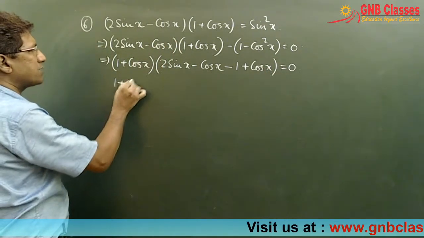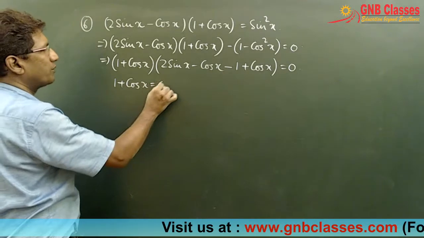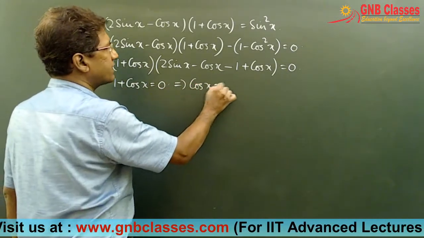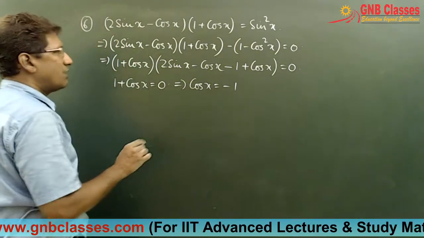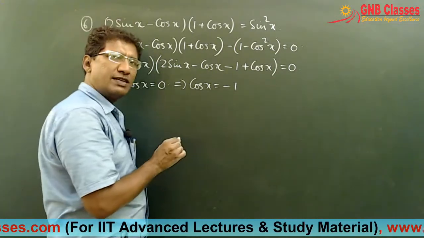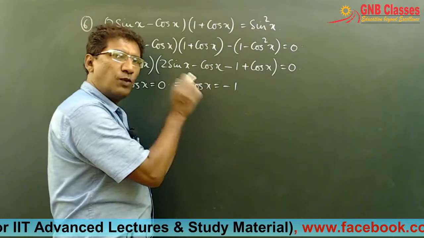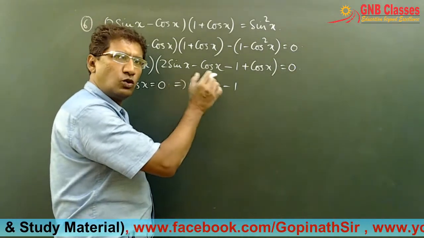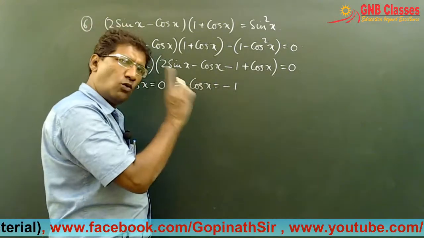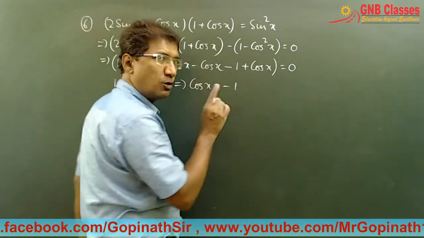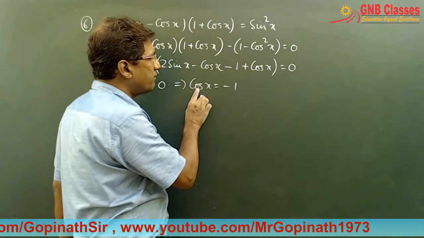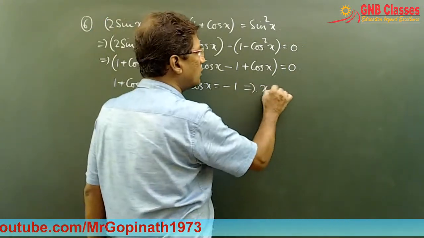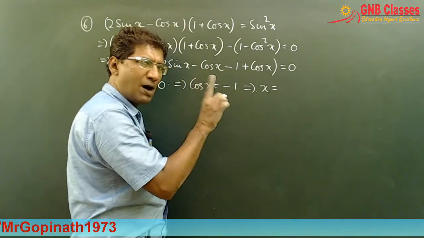So when 1 plus cos x equals to 0, in that case we are getting cos x equals to minus 1. Now you see, cos x equals to minus 1. Within the principal value, that is from 0 to 2 pi, you are going to get only one value, which is nothing but your pi. Am I correct? So if cos x equals to minus 1, we will simply write x equals to only one value we are getting, pi.